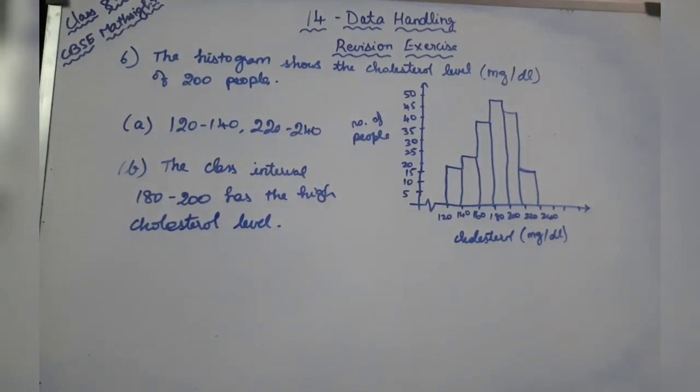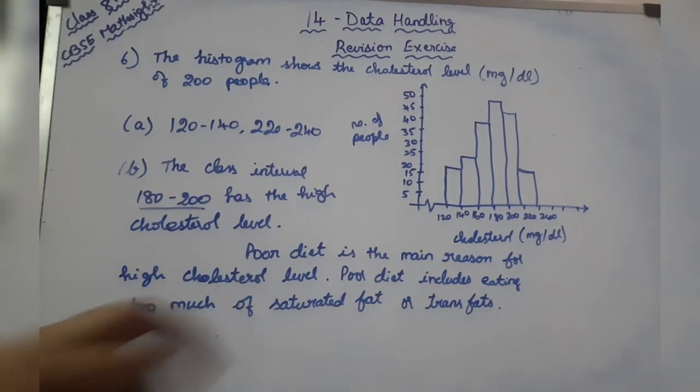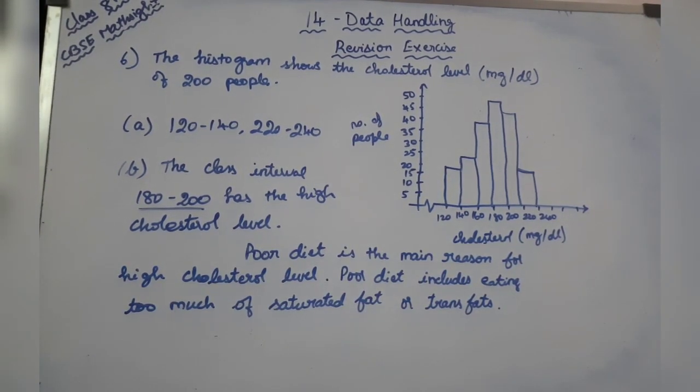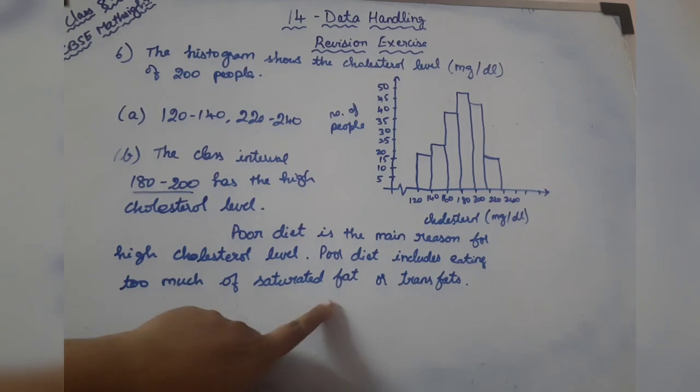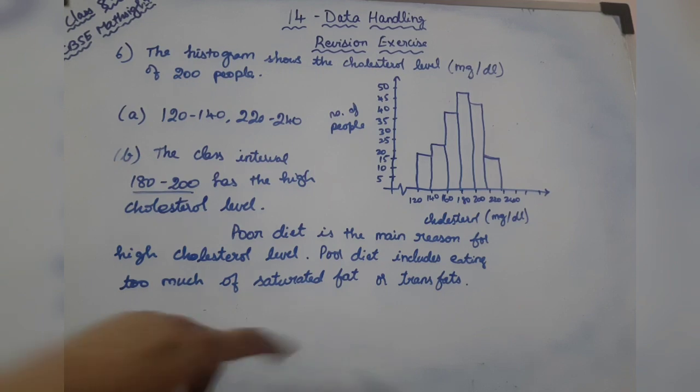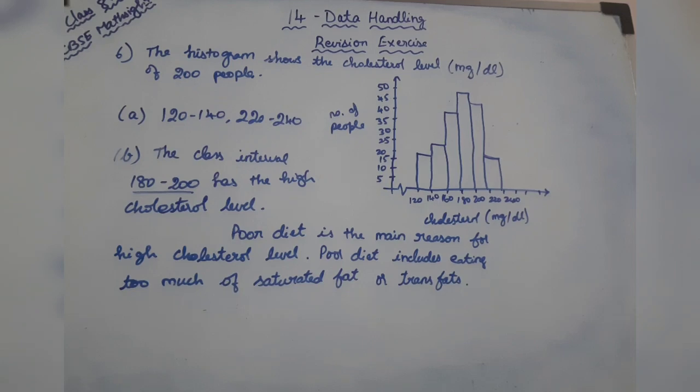What could be the reason for high cholesterol level? The main reason for the high cholesterol level is poor diet. Poor diet includes eating too much saturated fat or trans fat. Saturated fat includes the fatty content of meat or dairy products, and trans fat means eating packed foods, desserts, something like that. We can give any one or two reasons. We'll move on to the next one.